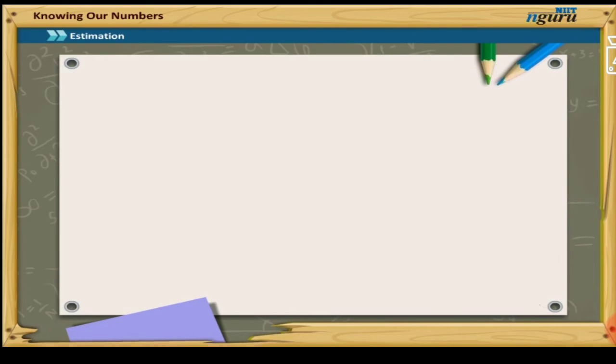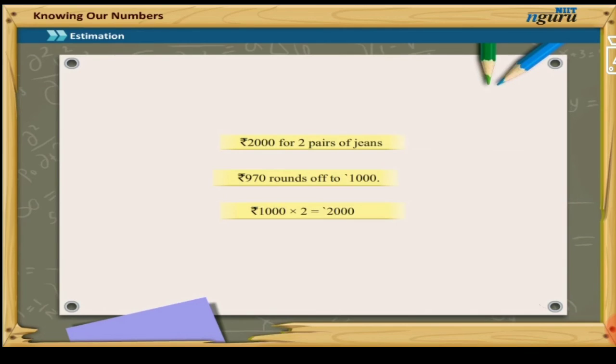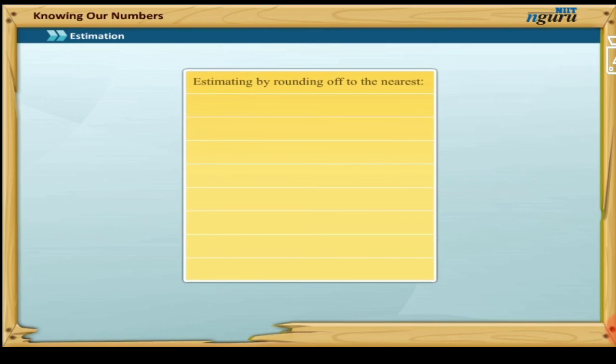David now understands why his brother would need 2,000 rupees approximately to buy 2 pairs of jeans. Since each pair is for 970 rupees, it rounds off to its closest hundred, which is 1,000 rupees. 1,000 rupees when multiplied by 2 gives 2,000 rupees. This is how David's brother came to this conclusion. Let us summarize what we have learned.